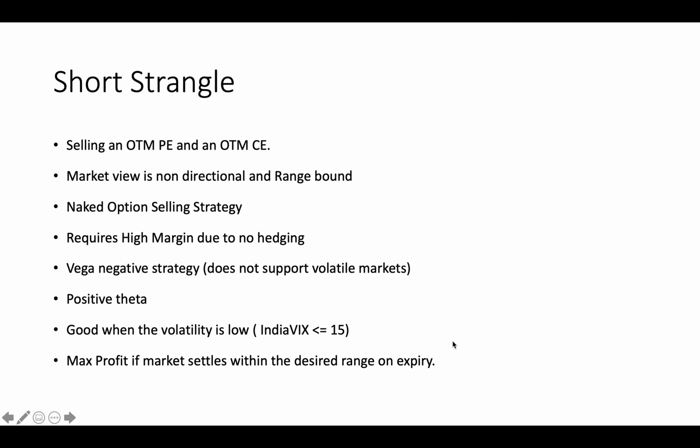Let's go to the next one. The next one is short strangle. So in short strangle, what you do is you sell an out of the money put option and an out of the money call option. We are going to see how this looks in the simulation. But for this strategy, your market view need not be directional and it is range bound. So you know that this is the weekly range for Nifty. And again, to find out the weekly range, there is one method based on India VIX and volatility. I have a video on that, so you can check that out. And again, this is a naked option selling strategy, so there is a risk of an unlimited loss. So it requires a high margin because we are not hedging our positions. And it's a vega negative strategy.